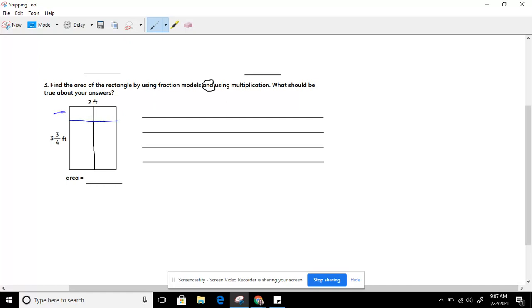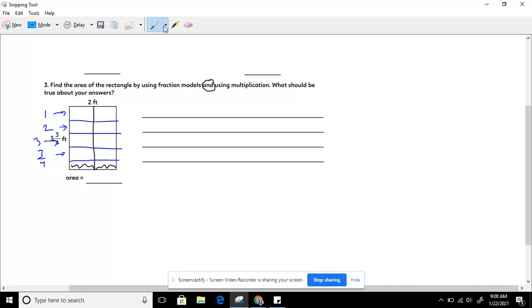So that's going to be 1. That's going to be 2. That's 3. And then we need 3/4 of this next one, because we're representing 3 3/4. So I'm going to go about 3/4 of the way down, and that's going to be 3/4. We're not using this. Okay, so we've got our 2 across, and then our 3 3/4 going down.